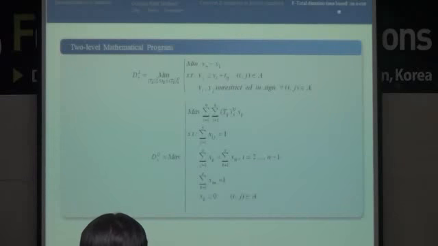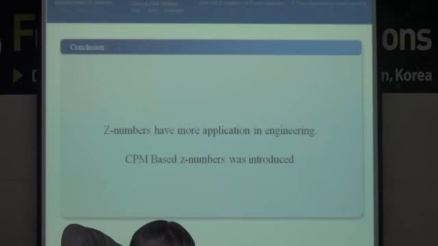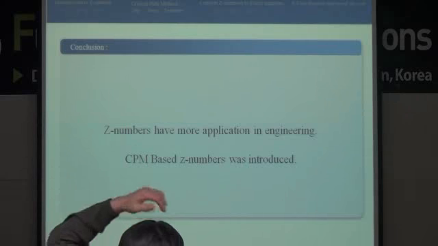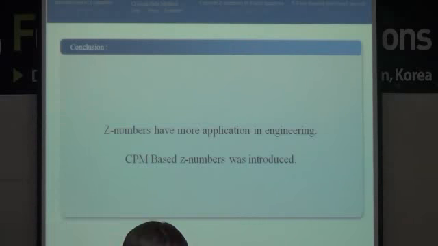So it will be changed to two simple linear programs, and by using this model we can find these critical paths. I applied these Z numbers to my field, which was industrial engineering, and it has more capability to be applied in, for example, economic engineering and statistical engineering, and many other fields in engineering.